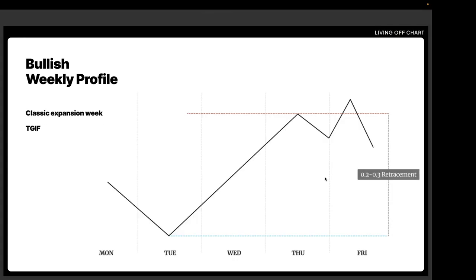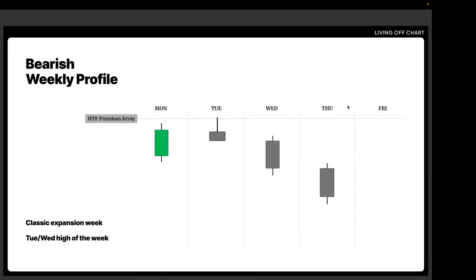Here we have a TGIF, which is capping the weekly range. So every candle has an open, high, low, close or open, low, high, close. And if you watch the IPDA video on how to navigate price, this should make sense to you right here. Bearish weekly profile. 70% of the time, the high of the week is going to form on Monday, Tuesday, or Wednesday. We're going to be focusing on Tuesday and Wednesday.